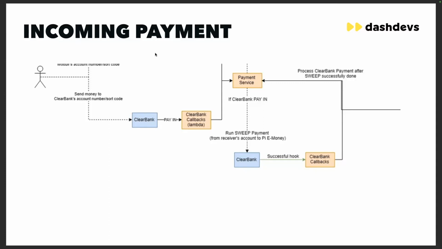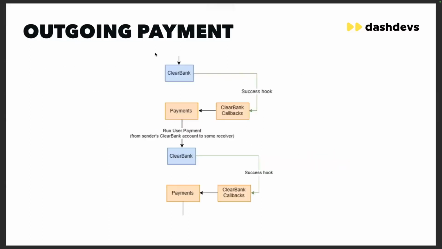And in the same way, we can take a look at an outgoing payment. In this case, your code will get the notification from the mobile application that the customer would like to start the payment.